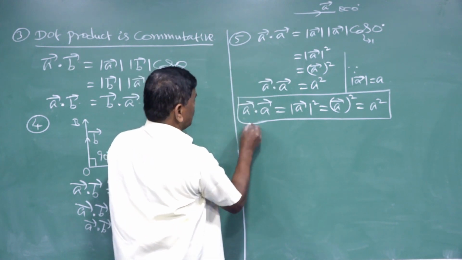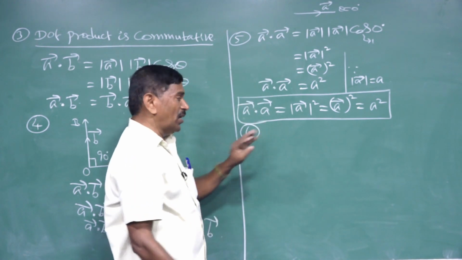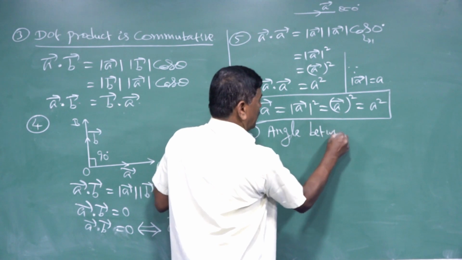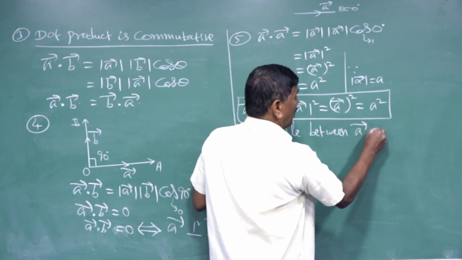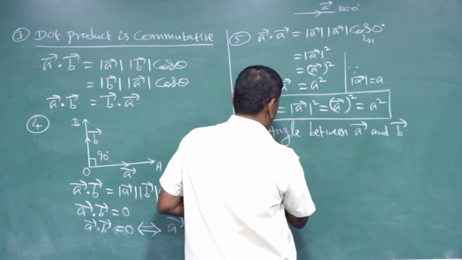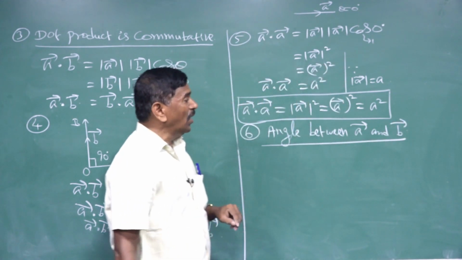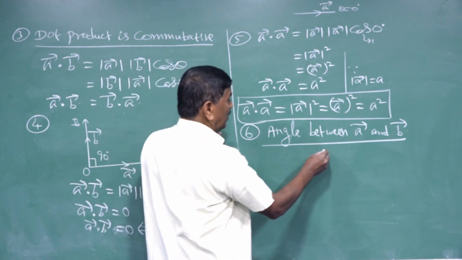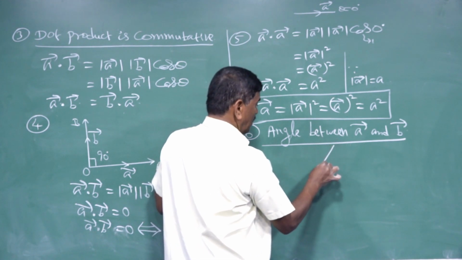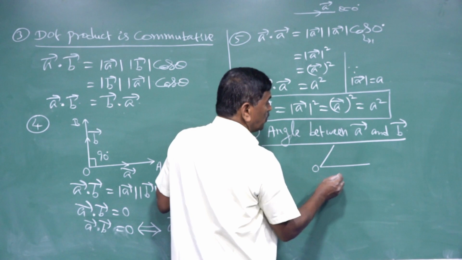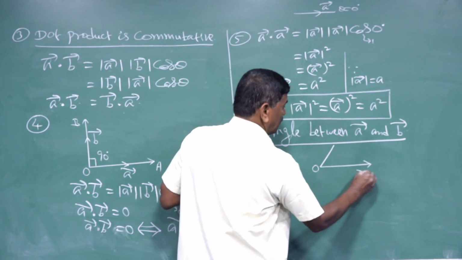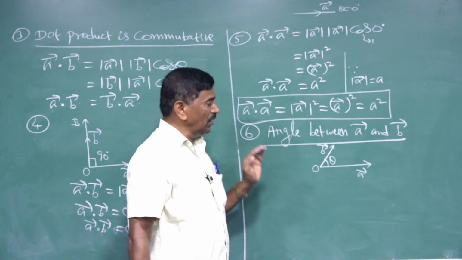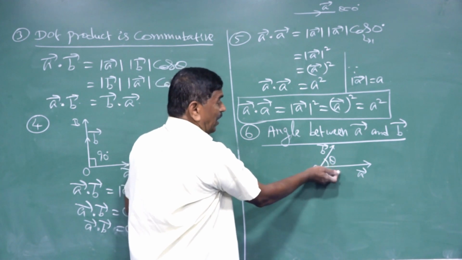Now topic 6: angle between A vector and B vector. I want to find the angle between A vector and B vector. Let theta be the angle between A vector and B vector. Listen, for my convenience, a small diagram. Suppose origin O, and let this be A vector and this be B vector. Let theta be the angle between A vector and B vector.